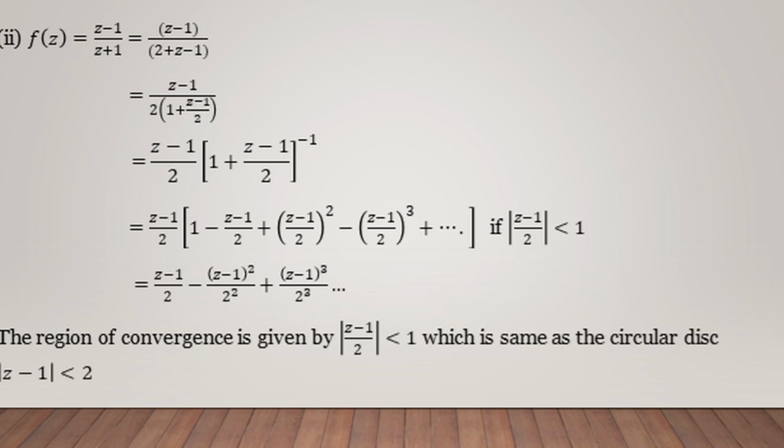So by reducing these, we will get z minus 1 by 2 minus z minus 1 the whole square divided by 2 square plus z minus 1 the whole cube divided by 2 cube, etc. This region of convergence is given by modulus z minus 1 divided by 2 less than 1.